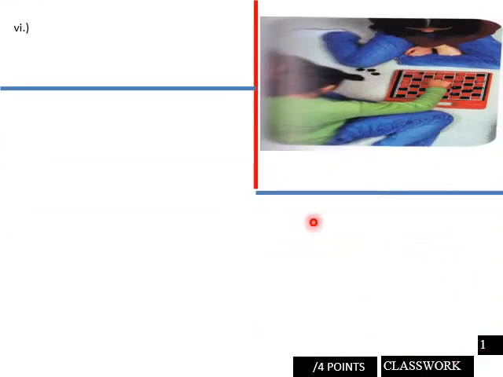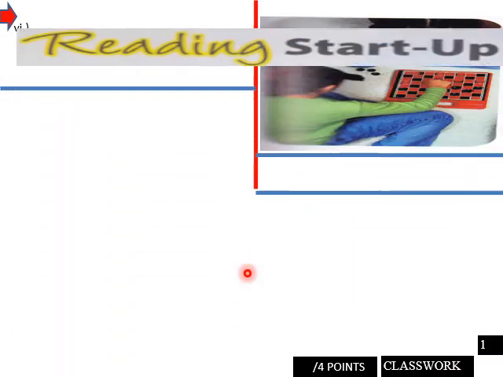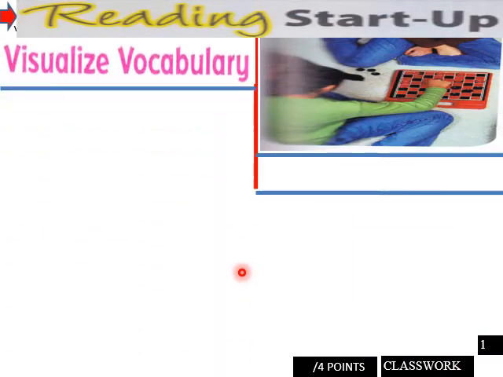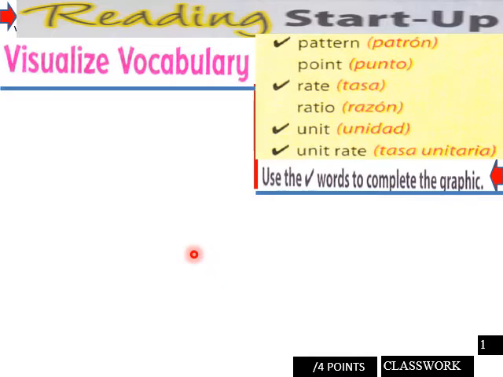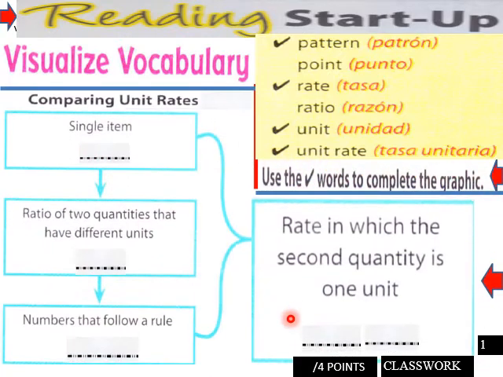Page 1, classwork, we have a reading. Start up here, and we visualize vocabulary. Here's our vocabulary for this chapter: pattern, point, rate, ratio, unit rate. Use the check words to complete the graphic. Here's our graphic.